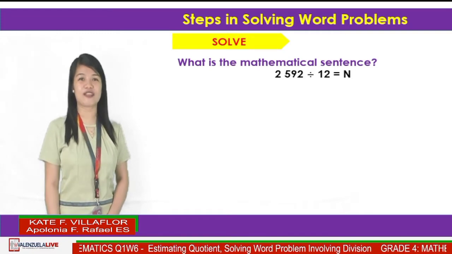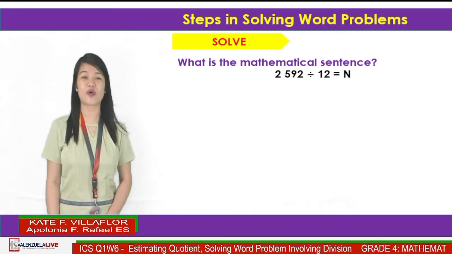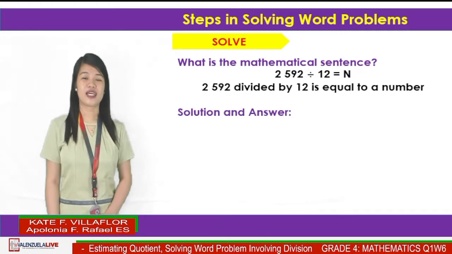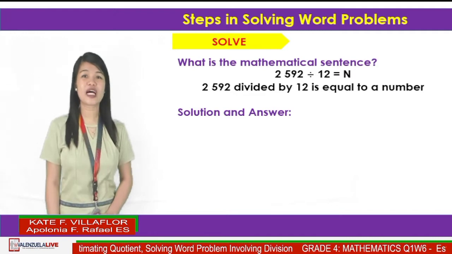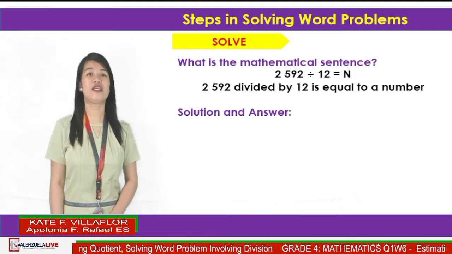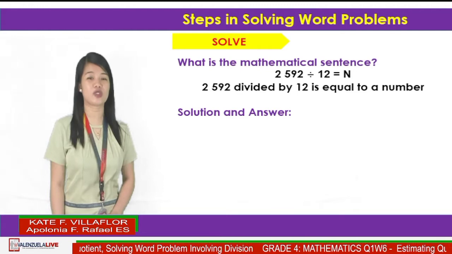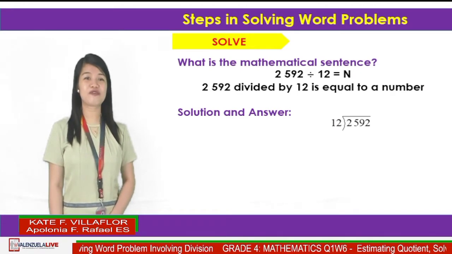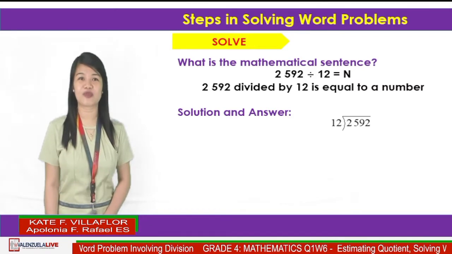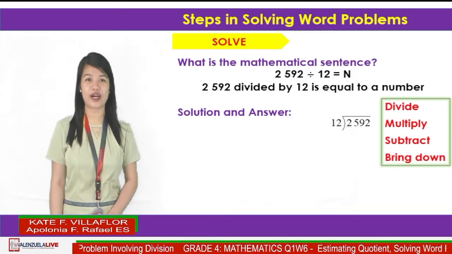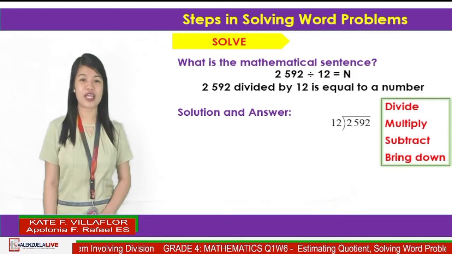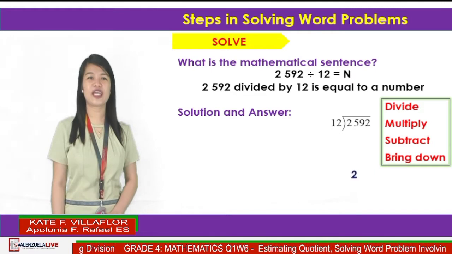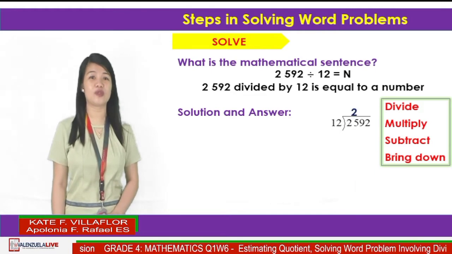Our mathematical sentence is 2,592 divided by 12 is equal to n, where n is equal to our number. Let's solve this. 2,592 divided by 12, first thing to do is to divide 25 divided by 12. What is the answer? Okay, great job. That is equal to 2.